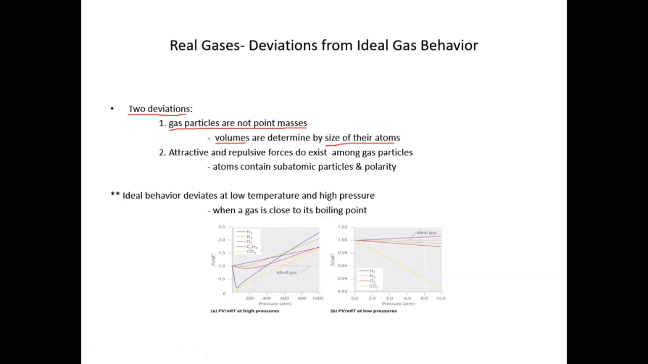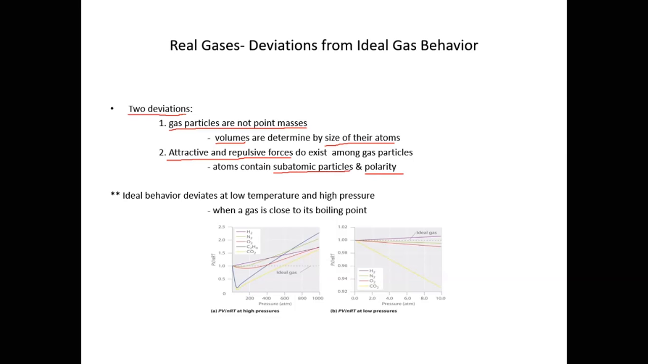The second one deals with attractive and repulsive forces. So this affects the pressure. If molecules are attractive, it causes the pressure to decrease. If they're repulsive, it increases the pressure. And this is due to the types of subatomic particles and the polarity of the gases. So those are two ways that real gases deviate from ideal gas behavior.